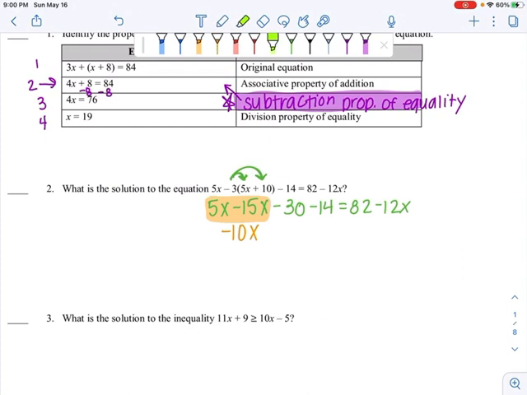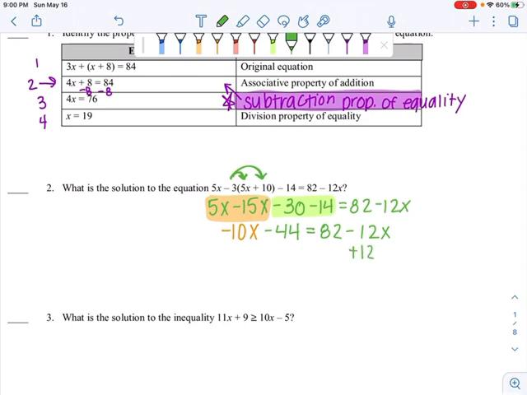And then I could do negative 30 minus 14. Okay, and remember, when they're the same sign, you add and keep the sign. So that's going to give me a negative 44. And then again, just bring down everything else as is. Now we could start moving terms to the other sides, to their corresponding parts. So I'm going to go ahead and add 12x to both sides.